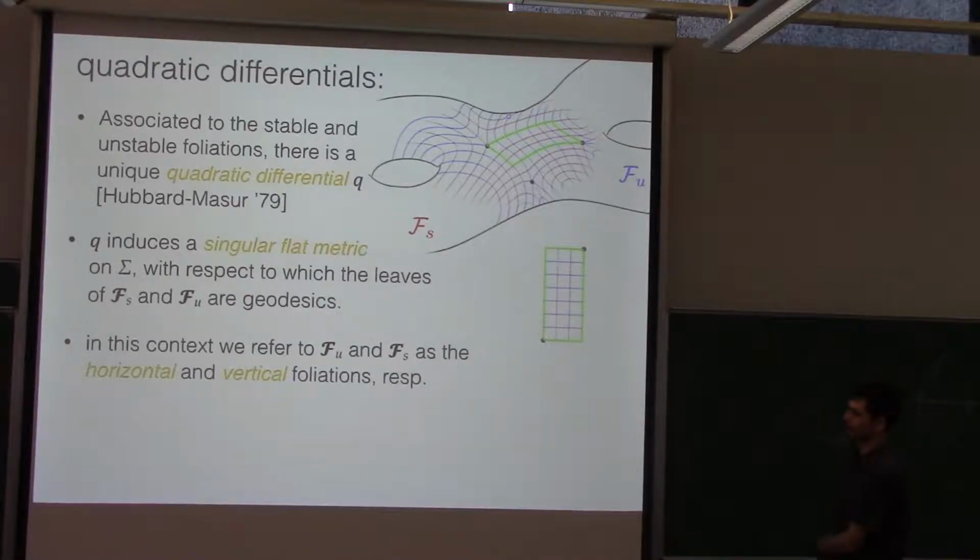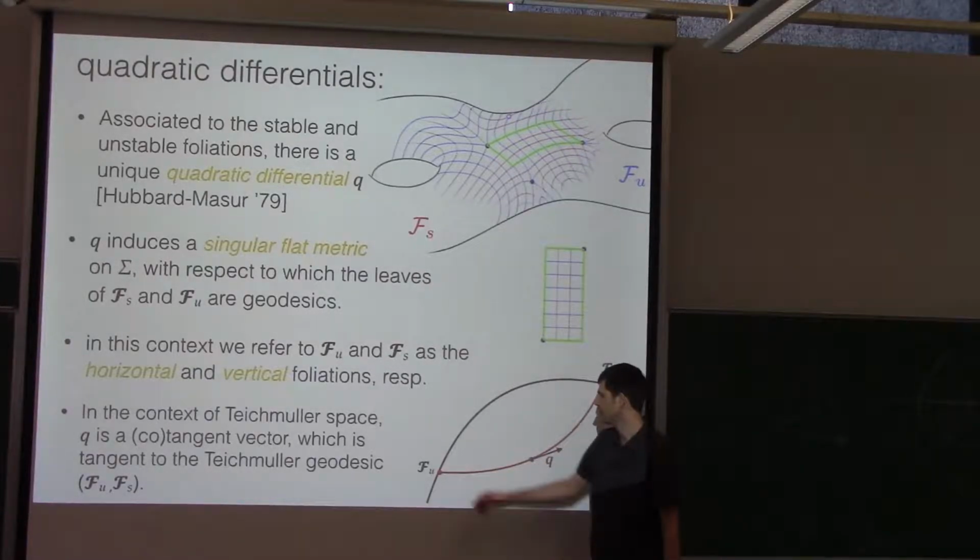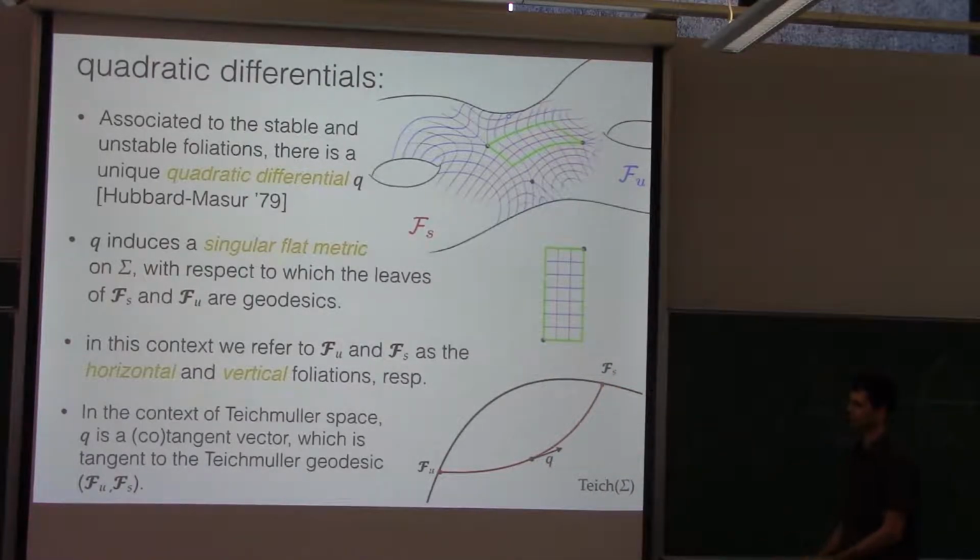So in this context, we refer to our foliations as the horizontal and vertical foliations, because now we have some notion of horizontal and vertical. And so in the context of Teichmüller space, our quadratic differential can be thought of as a cotangent vector, or we can actually think of it as a tangent vector, because I want to draw it as a tangent vector. And this is going to be tangent to the Teichmüller geodesic going from our unstable foliation to our stable foliation.